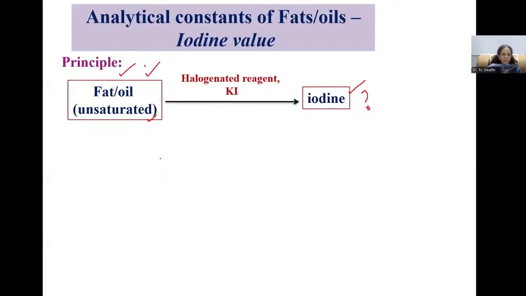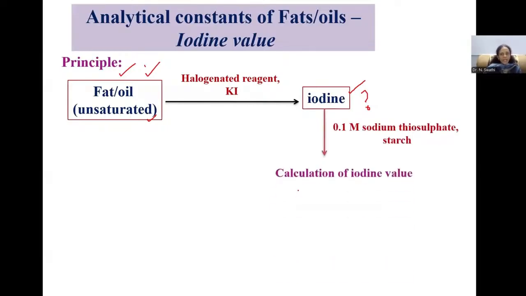Now how can we determine how many moles of iodine are liberated? That is by titrating the liberated iodine using 0.1 molar sodium thiosulfate using starch as indicator. And by using the volume of titrant consumed, we will be calculating the iodine value. So here basically the reaction occurs between iodine and sodium thiosulfate. One is an oxidizing agent, another one is a reducing agent. And that is how the principle involved in this particular titration is redox titration.